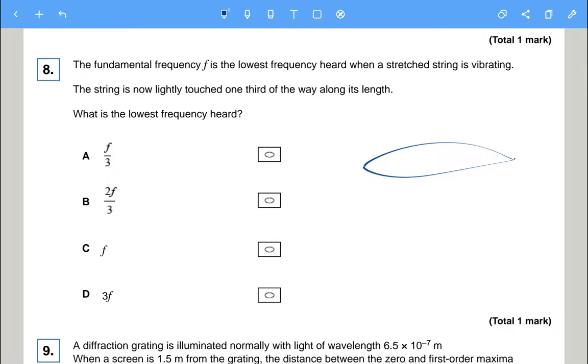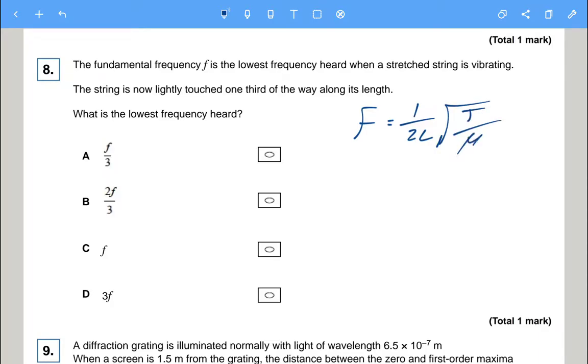So the equation, frequency is 1/2L times the square root of tension divided by mass per unit length, or mu. Now the tension and the mass per unit length will be constant, they'll be the same thing.